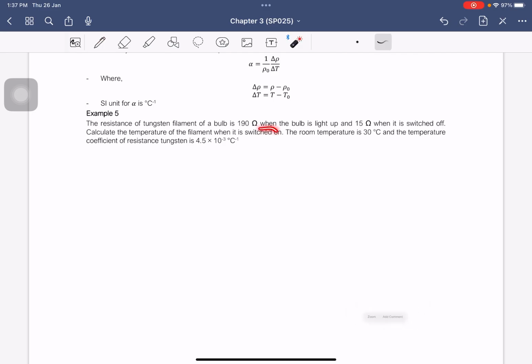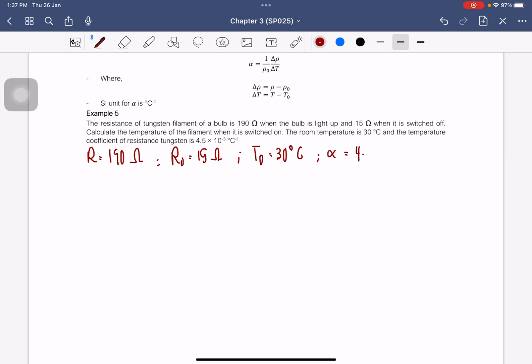So when it is switched on, it's basically the final one. So the final resistance is 190 ohm. Initial is 15 ohm. And then the room temperature, so that is when it is switched off, it is 30 degrees Celsius. Alpha is 4.5 times 10 to the power of negative 3 per degree Celsius. Okay, so now we just straightforwardly use the equation.